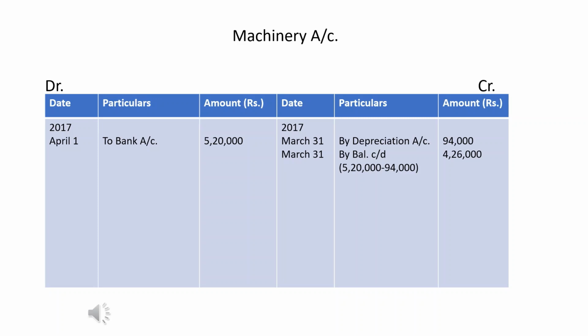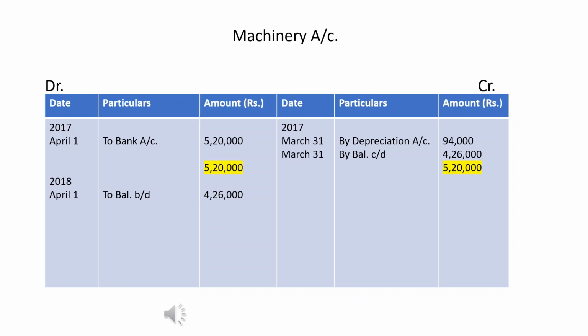Now we will make a total of both the sides, debit and credit, which is coming to 5,20,000 on both the sides. So here we have completed the first year in the books of accounts for machinery account. Now we will come to the second year, and first entry we will make on the debit side.